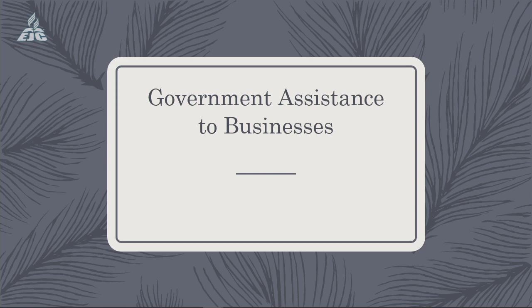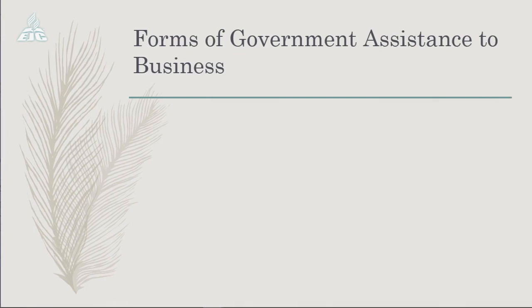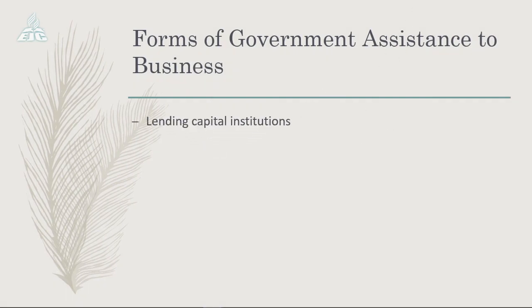Good? So the government assists different forms of business. Government assists in putting together lending capital institutions. So if you want to be a business owner, of course, a small business, because you have to start small, you have to start somewhere, then there are different lending agencies that the government has to help you. And I remember you told me that you wanted to be an entrepreneur. This is where you benefit from taxation.